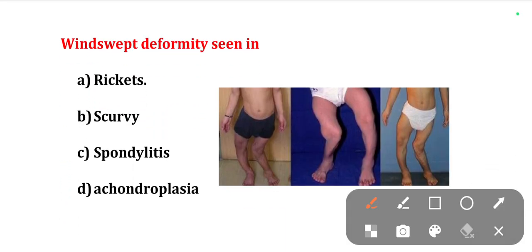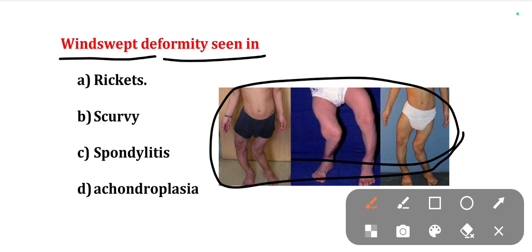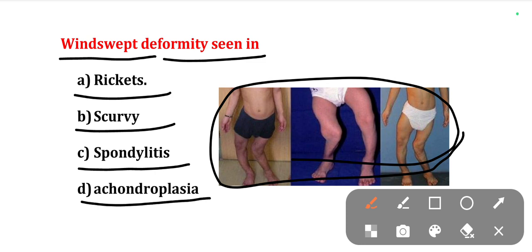The next one, this is the last question, windswept deformity seen in. Here you can see the windswept deformity. In which condition can we see it? Options are rickets, scurvy, spondylitis, and achondroplasia.